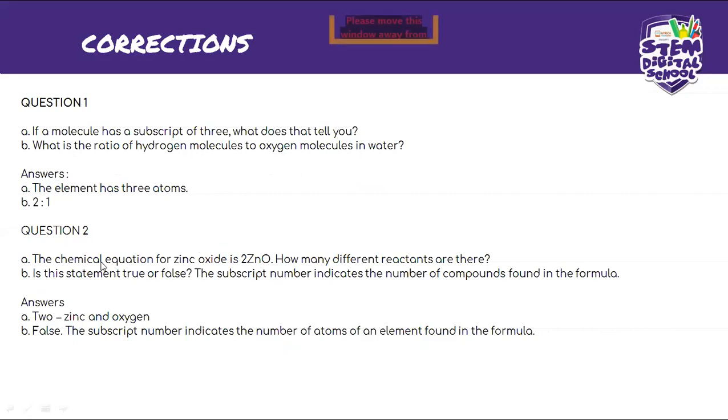Then when we look at question 2, the chemical equation for zinc oxide is this, ZnO. How many different reactants are there? We have got zinc. If we look at this formula, we can say that we have got 2 zinc and 2 oxygen. But if it was just separate ZnO, then we can say 1 zinc and 1 oxygen. That is very good. Is this statement true or false? The subscript number indicates the number of compounds found in the formula. It is false. The subscript number just indicates the number of atoms of an element found in the formula.